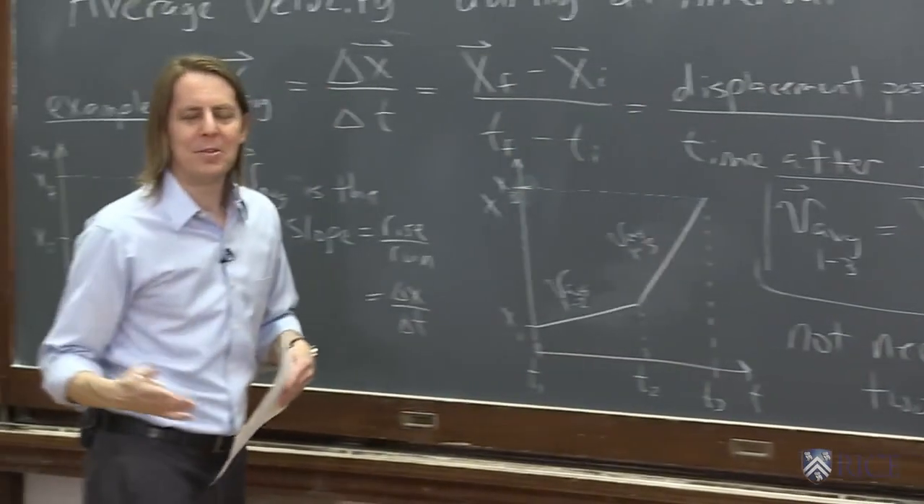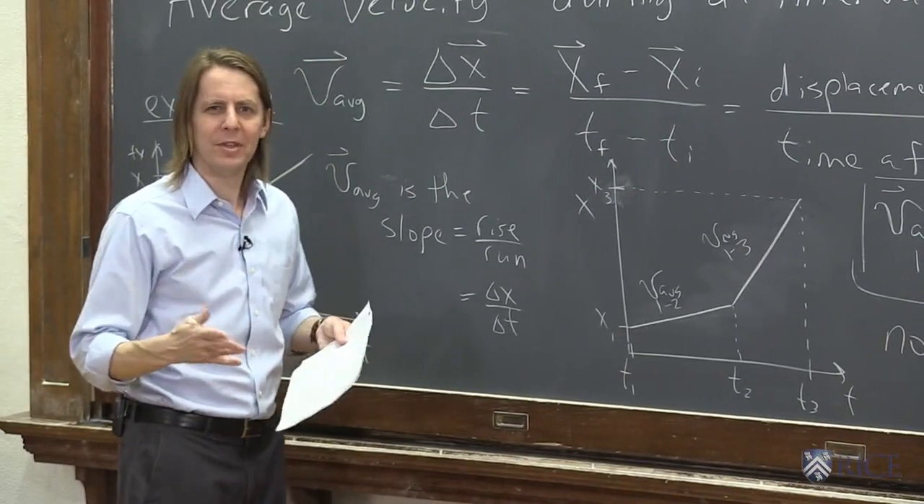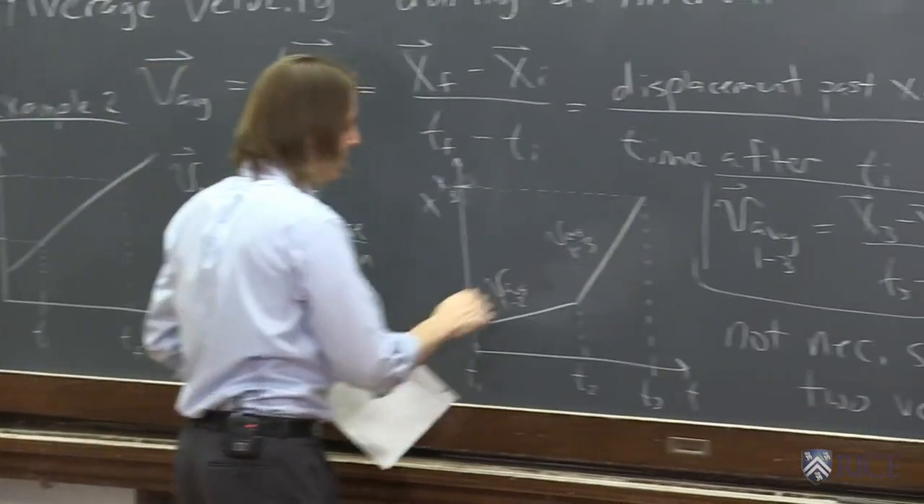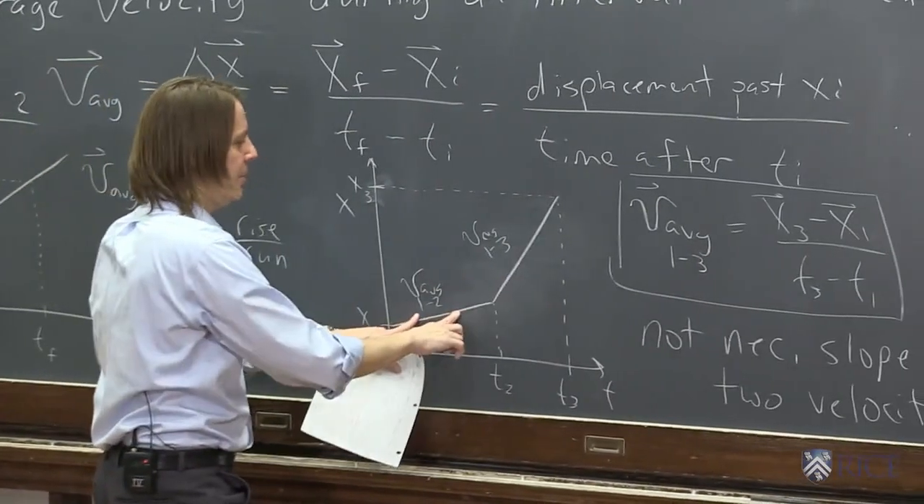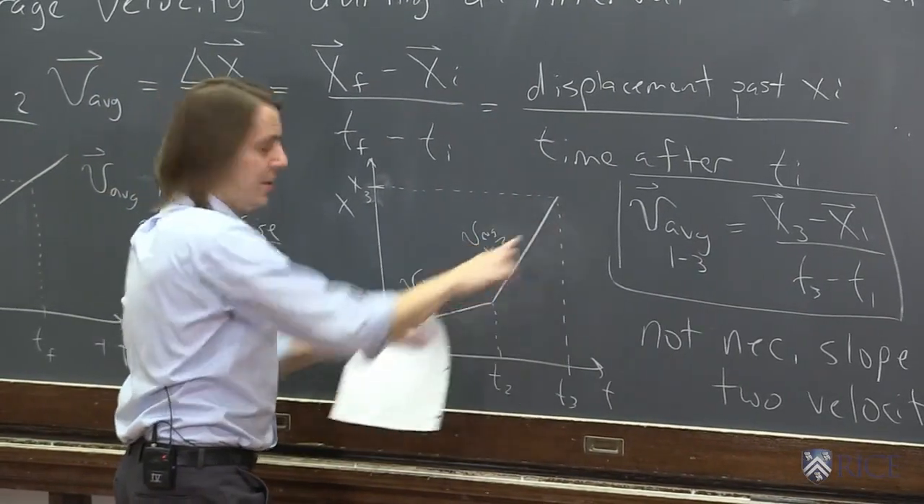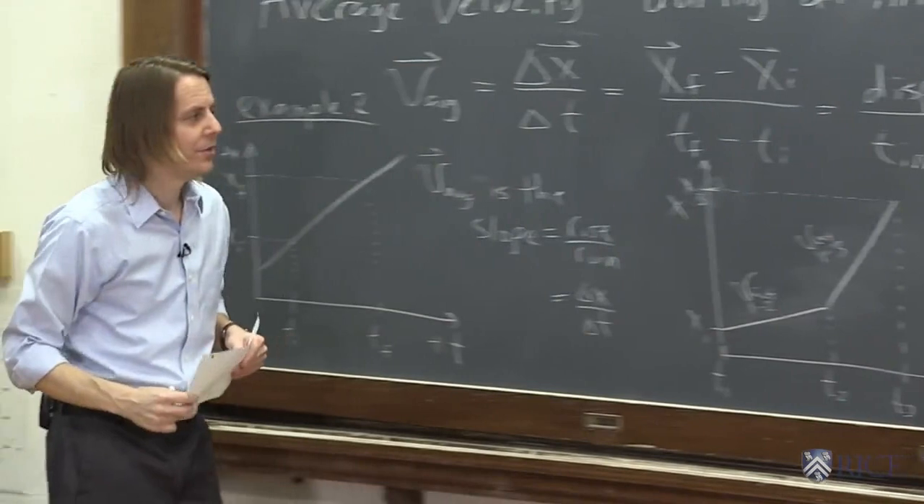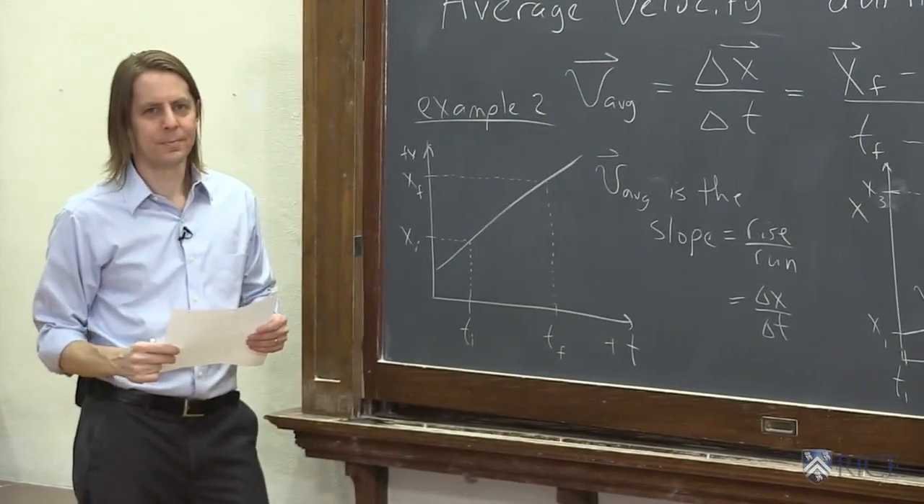So don't let that name make you think it's an average of a bunch of numbers. It really isn't. It's just simply the final and the initial for any interval. We could calculate it from here to here, from here to here, from here to here, from here to here. So don't let the word average trip you up.